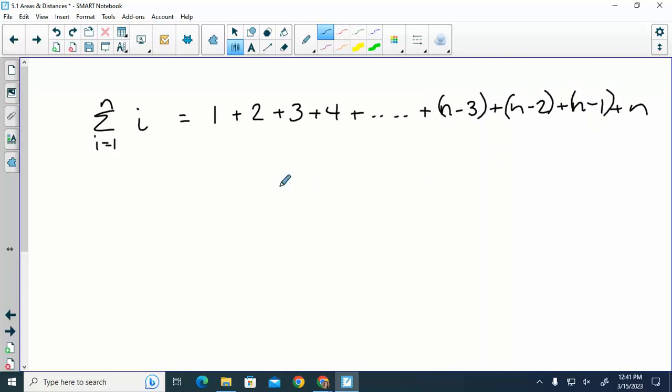Okay, so we want to know, is there a fast way to add these up? So I want you to look. If I add the first and the last, n plus 1.